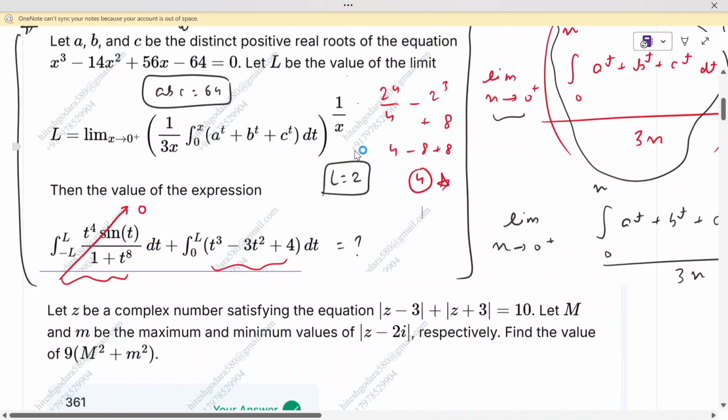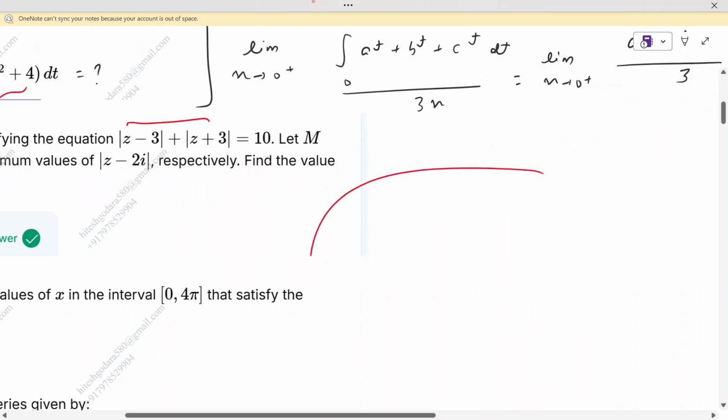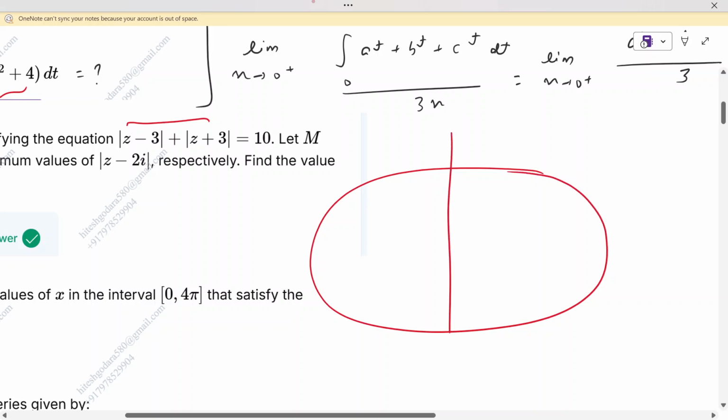Oh, simple, na? Now this question. This is again a very simple question. What it says is about ellipses, and for this ellipse I have to calculate the maximum and minimum. Okay. So let me just draw the ellipse first. This is the ellipse. So suppose one foci is at minus 3 comma 0, and the other focus is at 3 comma 0.